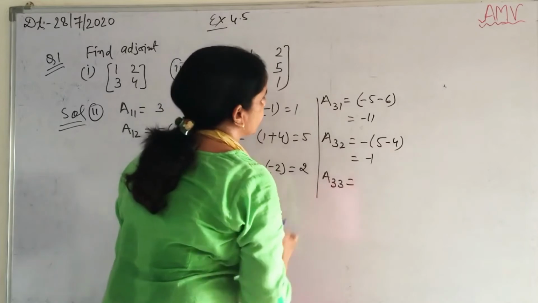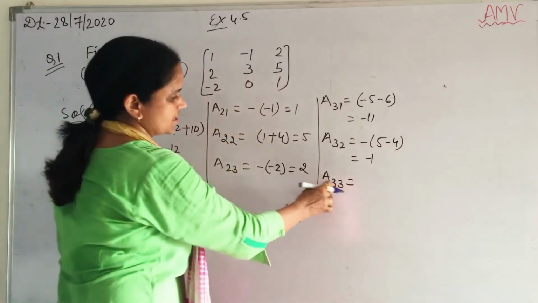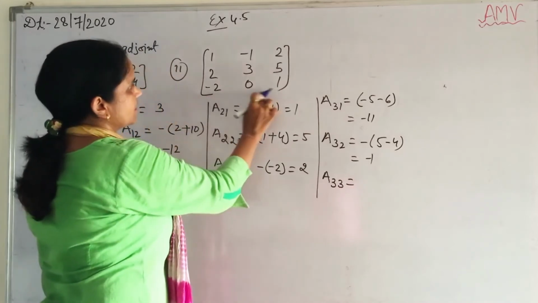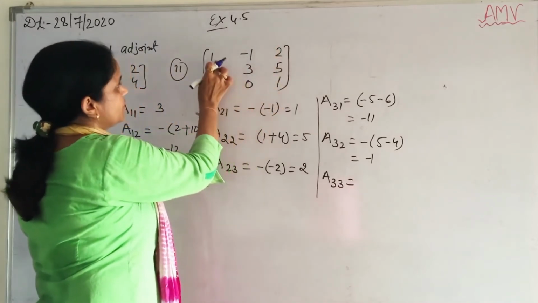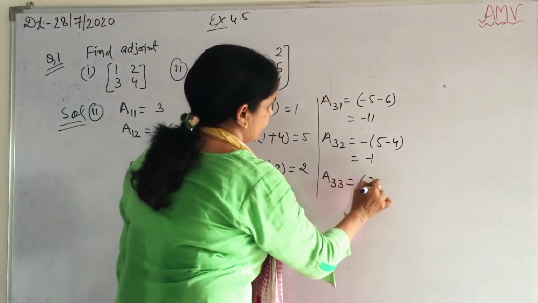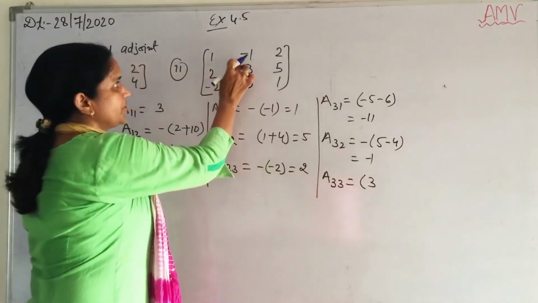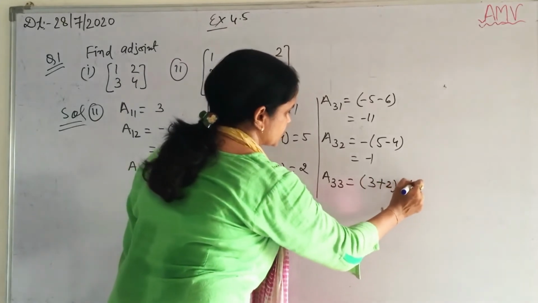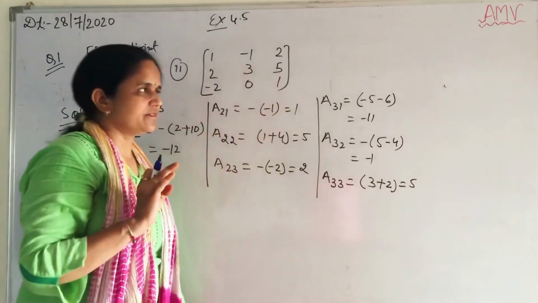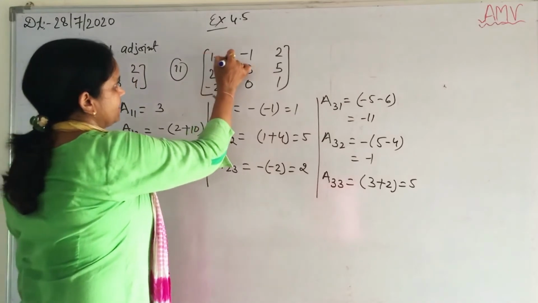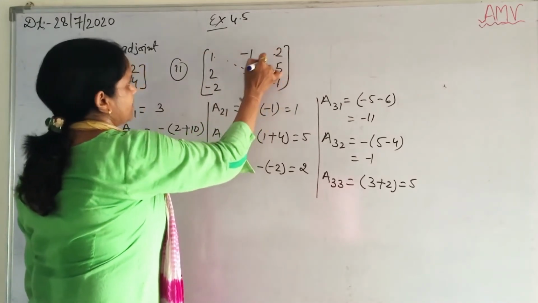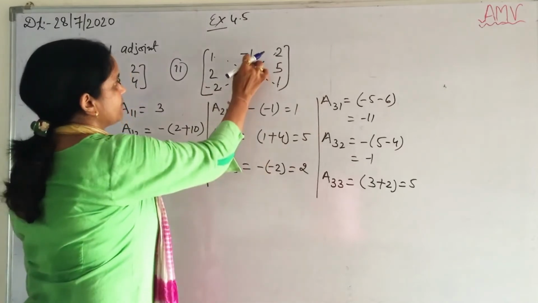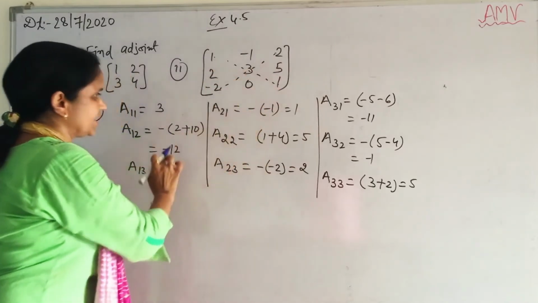A33. 3 plus 3, 6, even number. So take it positive. Now third row, third column will cancel. 3 into 1, it's 3, and 2 into minus 1, minus 2, we have to take plus 2. Okay students, so it's 5. And a very simple method: for the main diagonal take the positive sign, and for the remaining elements 1, 2, 3 and 4 put the negative sign.